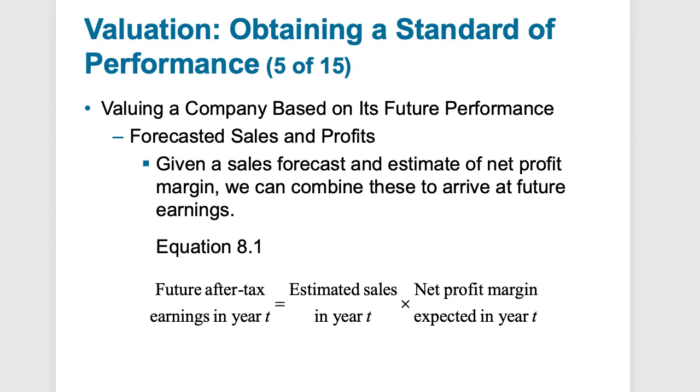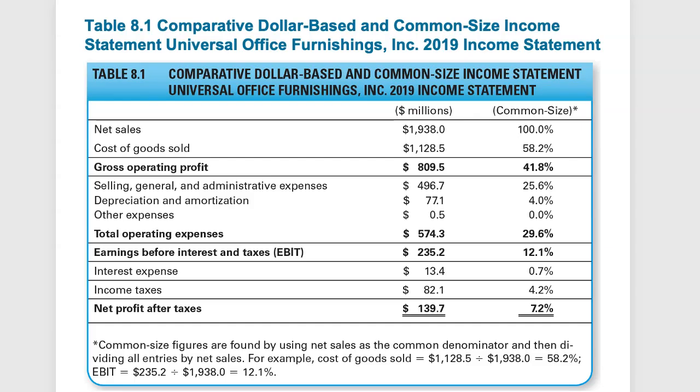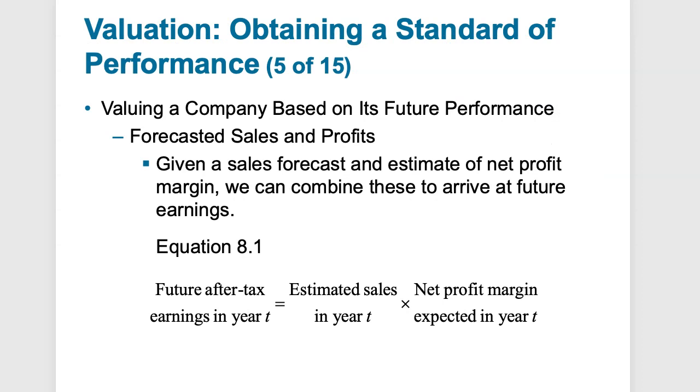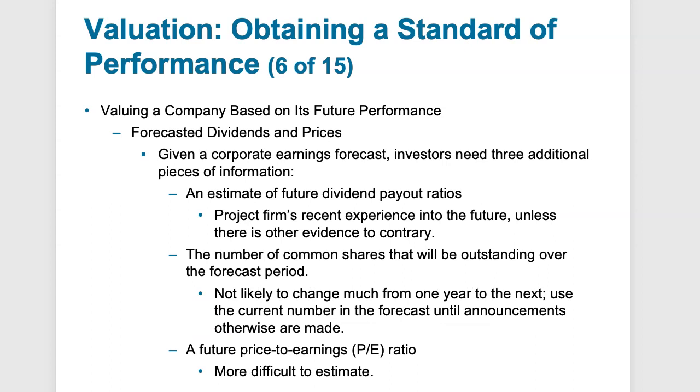So let's go back to valuing a company based on its future performance. If we're forecasting sales and profits, which the common size income statement can help us do, we can look at this equation, 8.1. Given the sales forecast and the estimate in net profits, we can combine these to arrive at the earnings. So we take the estimated sales for, say, next year, and we multiply it by the expected profit margin. And this will give us our expected earnings for the next year, or whatever year we're trying to calculate. So this is just a basic formula that we could utilize to see where earnings are going.